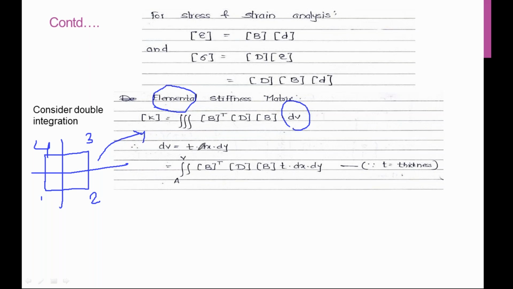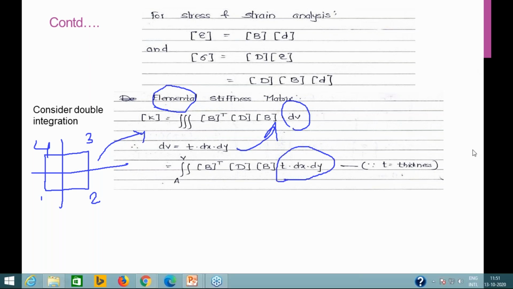Now what is the value? Volume dV is equal to thickness into dx into dy. You have to consider the thickness value also. So putting in the value of dV, consider the double integration, area instead of volume, of B transpose matrix into D into B matrix, and instead of volume you have to consider T into dx into dy, where T is the thickness.